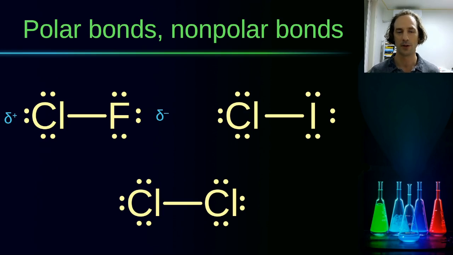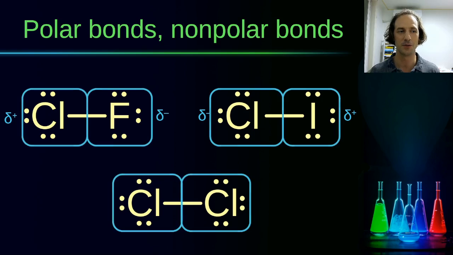In the other molecule here with chlorine and iodine, chlorine will have the higher electronegativity, so chlorine will grab on the electrons in the bond stronger and will have a partial negative charge, and iodine will have a small positive charge on it. And of course in the Cl2 molecule, when two chlorine atoms are bound together, the electrons in the bond will be actually shared equally between the two atoms.